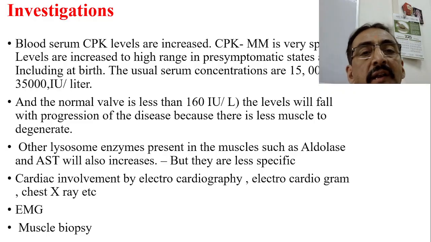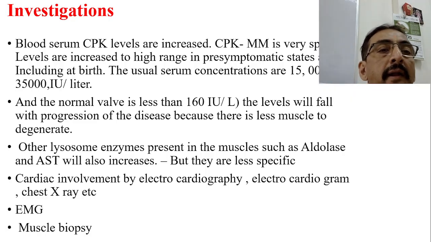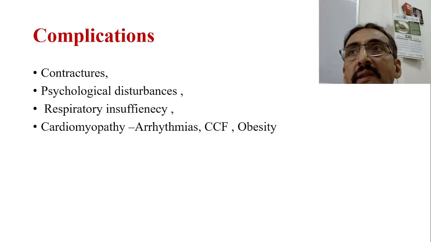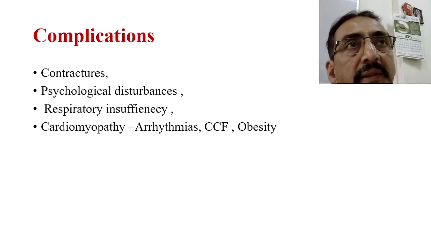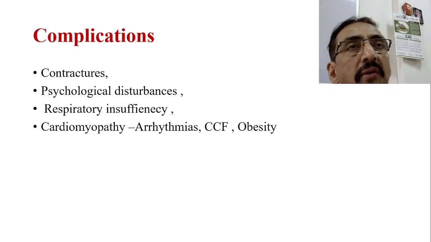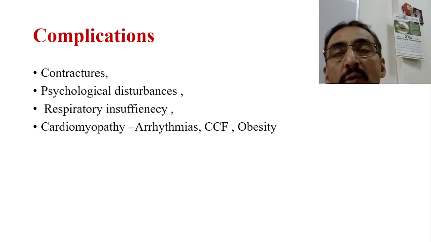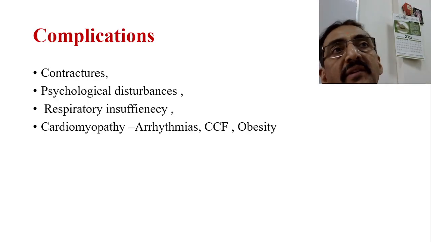Coming to some of the other investigations, blood serum CPK levels are increased. We know that CPK-MM is very specific, and levels are increased to a high range in the pre-symptomatic status also. So this portion we have already covered. Now looking at the complications, what are the complications which may be there? Contractures, psychological disturbance, deformities, respiratory insufficiency, cardiomyopathies, cardiac problems, arrhythmias, obesity. Obesity, because the child is not able to move, is no longer ambulatory, and is not doing any exercise or movement. Obesity is one of the main problems.